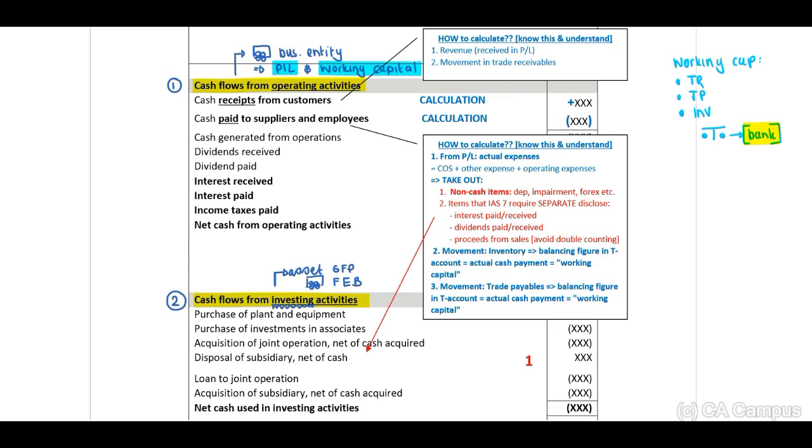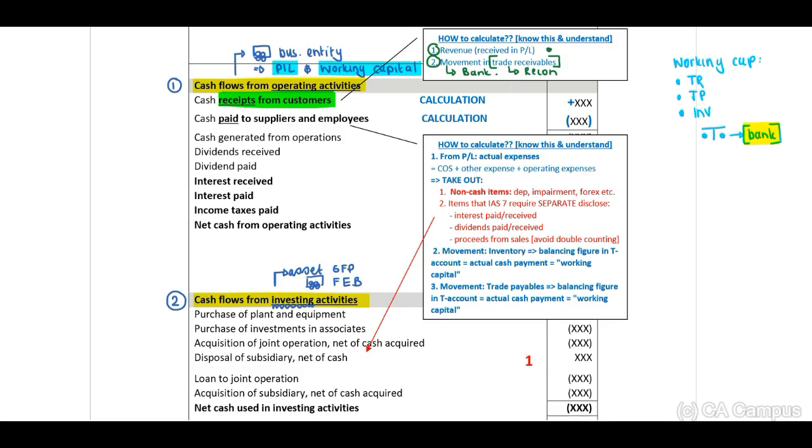Now, when we look at our cash receipt from customers, how do we calculate our cash receipt from customers? You need to obtain the revenue from your profit and loss statement and then the movement of our trade receivables, the movement, the actual cash into our bank account. How do you do that? You need to prepare a reconciliation of your trade receivables.